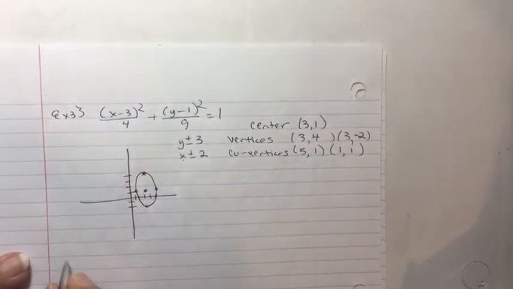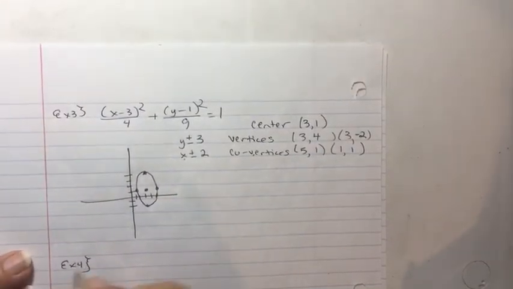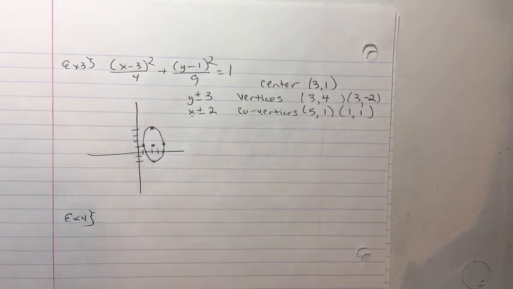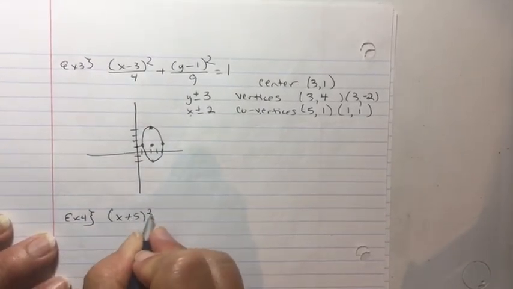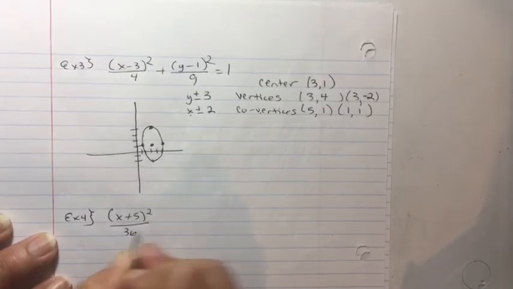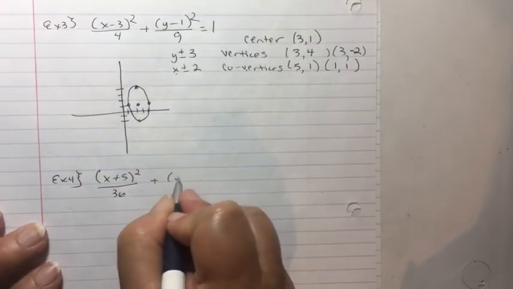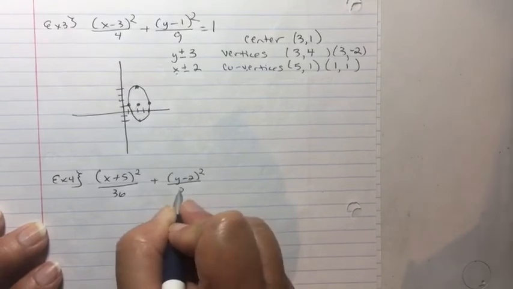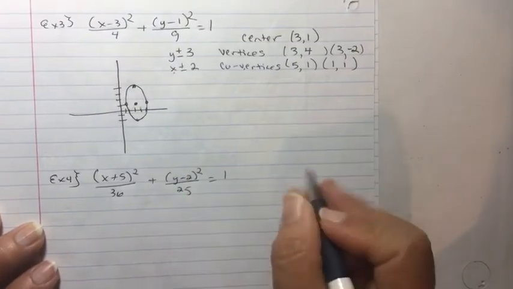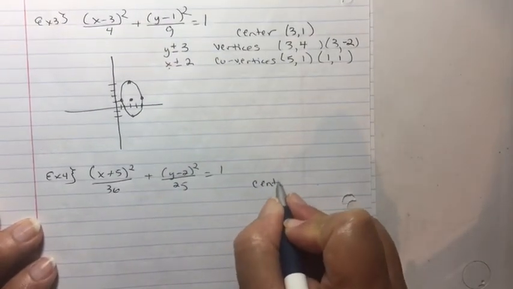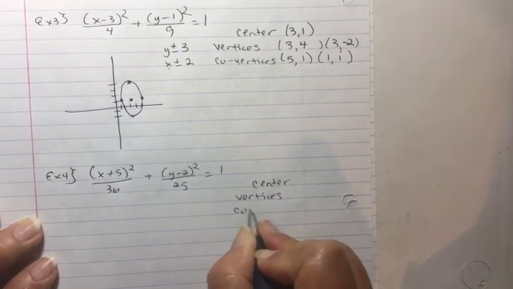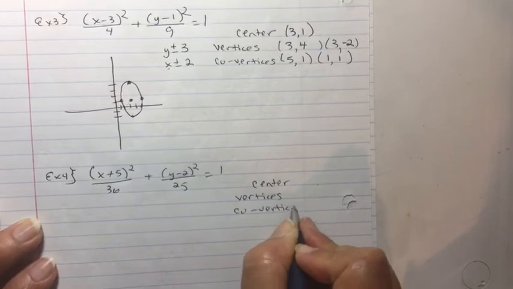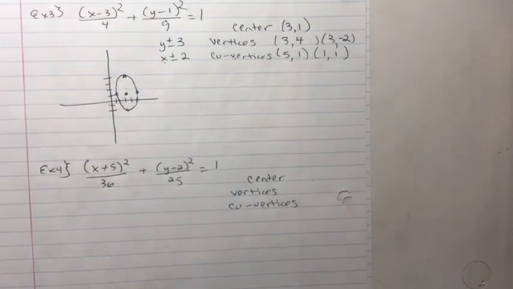All right, here's one for you to do on your own. I would probably jot it down and then pause the video while you give it a try. Let's do x plus 5 squared over 36 and y minus 2 squared over 25. So on that, I would like you to figure out the center, the vertices, and the co-vertices. Pause the video while you do that.